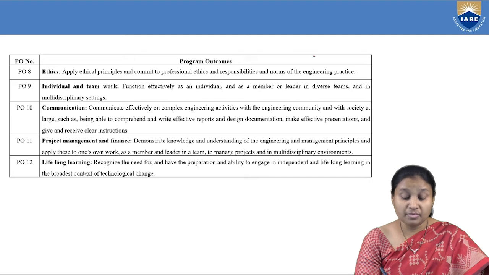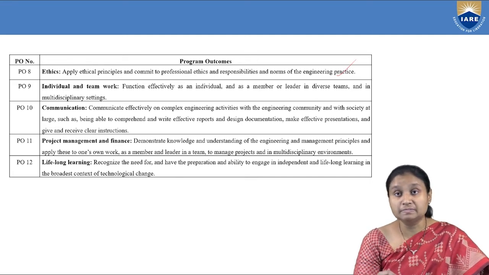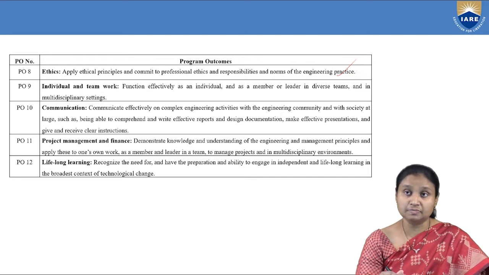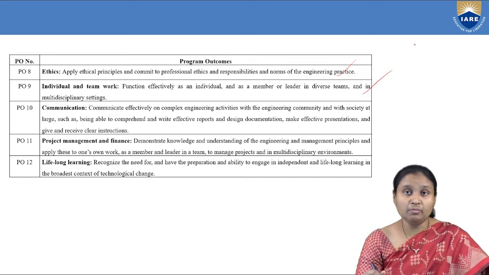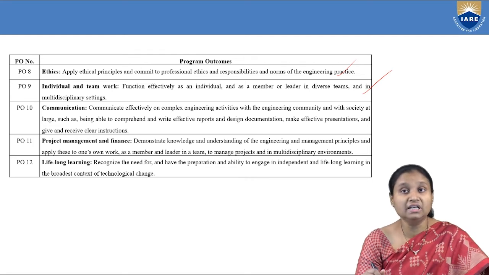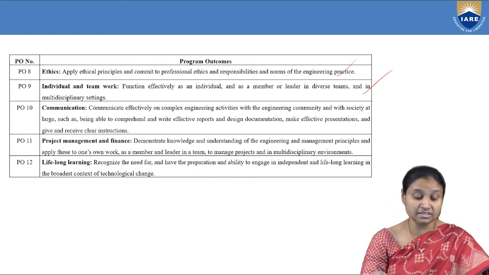Then program outcome 8 talks about ethics, where we are going to apply ethical principles and commit to professional ethics and responsibilities for engineering practices. And then the 9th program outcome talks about individual and teamwork, where we function effectively as an individual and of course as a leader in diverse teams and multidisciplinary settings.